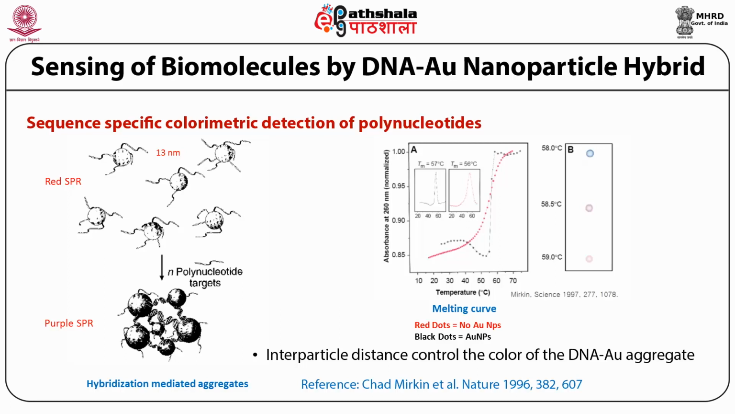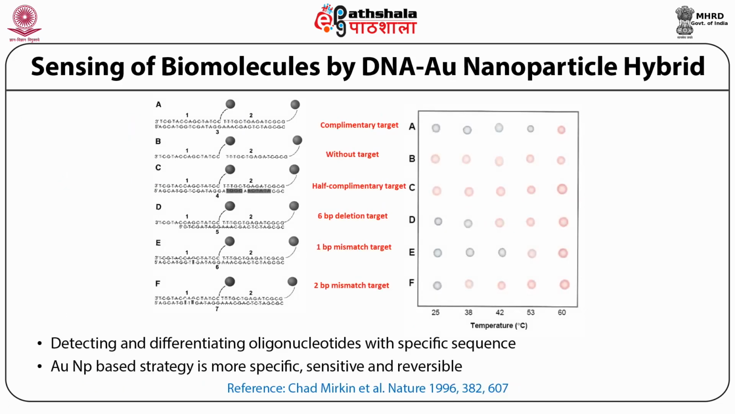You can see that as you go higher and higher temperature, you melt the DNA hybridized structure, and you can eventually go to red SPR because the nanoparticles become independent. But at the lower temperature, the nanoparticles show a bluish purple like structure. So this is where the interparticle distance actually controls the color of the DNA gold nanoparticle aggregate.